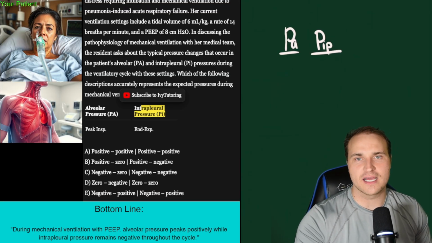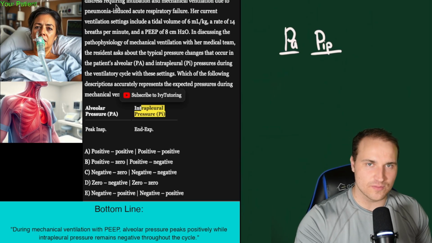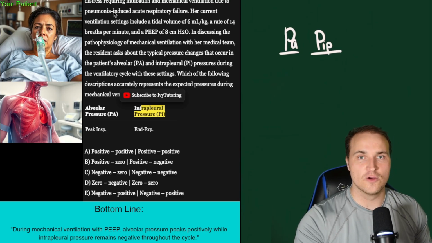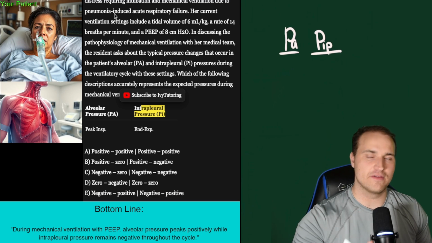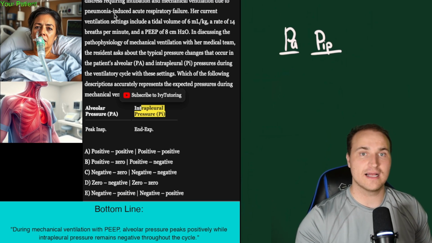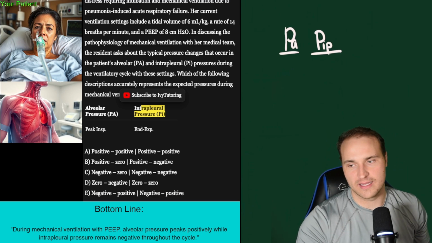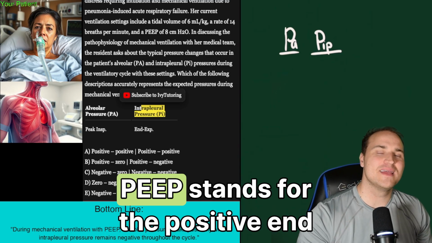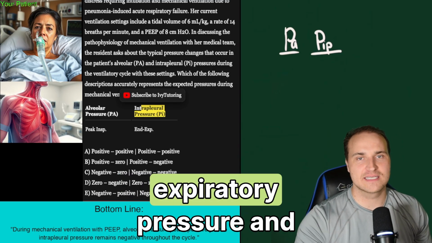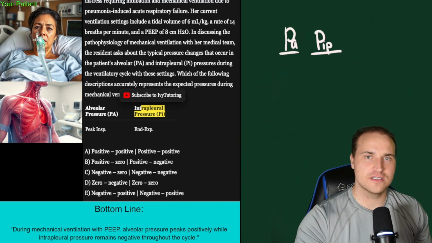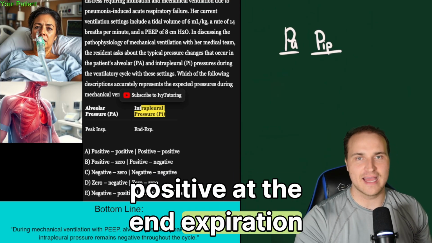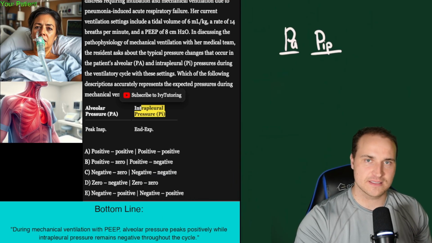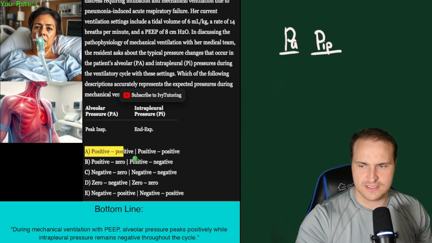And now what this question's kind of getting at is even the intrapleural pressure becomes positive, especially during inspiration. So both the alveolar and the intrapleural pressure are positive throughout the cycle. And I know that can be complicated, so just bear with me for a second. PEEP stands for the positive end expiratory pressure, and that keeps the alveolar pressure positive at the end expiration to prevent the alveolar collapse. Okay, so you should be dialing in at one of the answers, and it is indeed A.